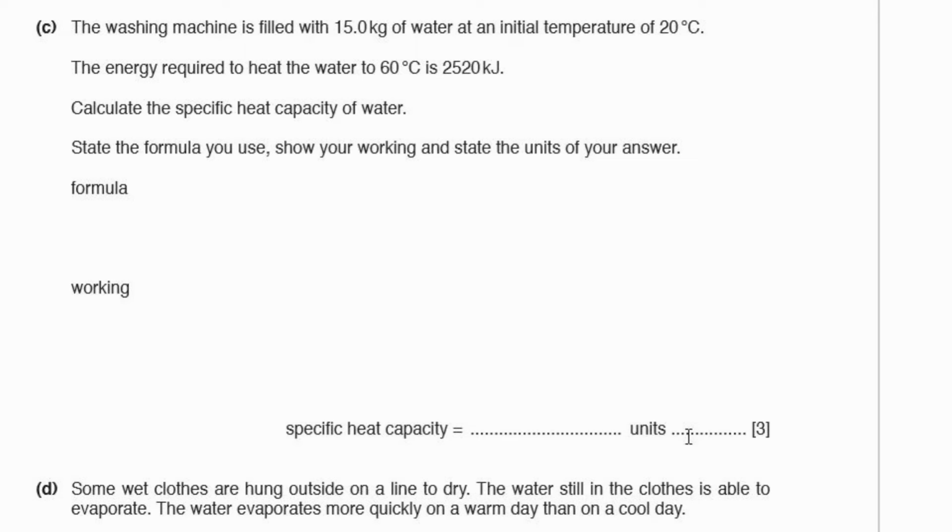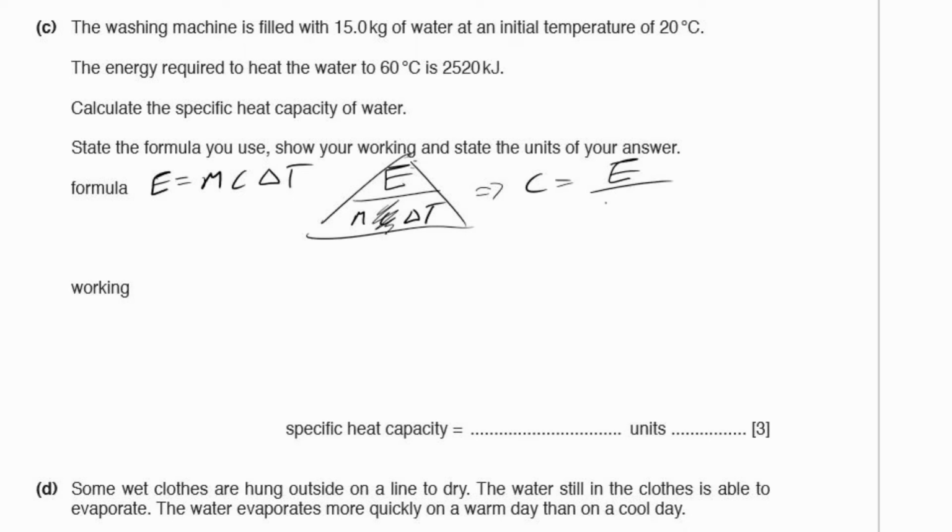Alright, now let's look at this. The formula that we're going to need for this is E equals mc delta t, or you may know it as E equals mc delta theta. Both are absolutely fine. And of course we can just use our triangle method to rearrange it. Beautiful little triangle. We want to find C, so we just cover it over, and that tells us that C is just E divided by m delta t.